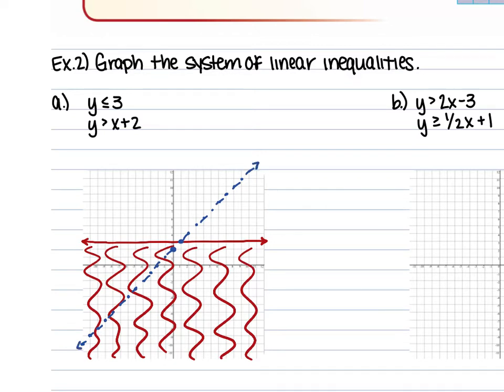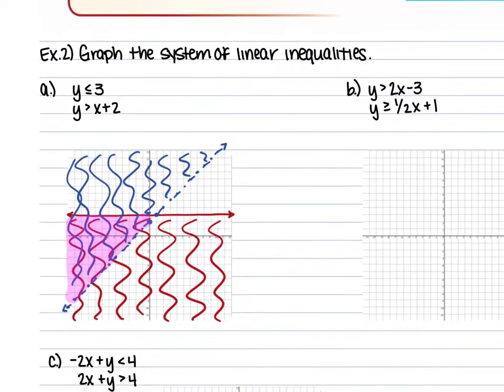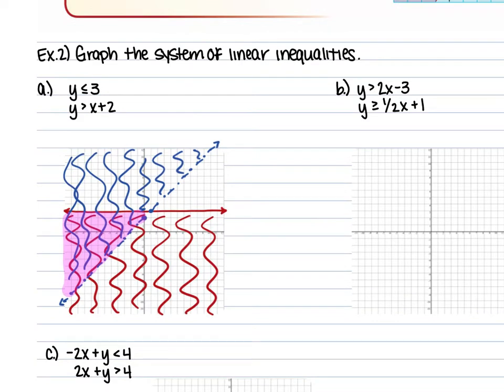And I will be shading the y values above this line because y is greater than x plus 2. So the only shading that I want to have here is the shading that overlaps. The two areas where this shading overlaps is where I'm going to either darken my shading or just highlight over to indicate that that is the only part where the shading is what I want.